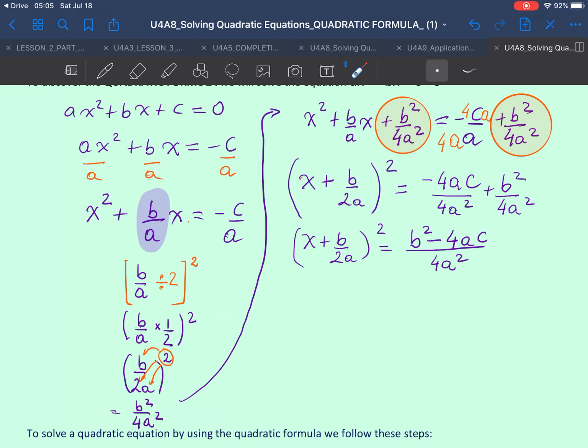x is inside the brackets and it has an exponent, so we have to unlock this exponent. To do this, we have to take the square root of both sides of the equation. Square rooting both sides of the equation would look like this. And there is one little detail that I need to add, and I want to explain something before I do so.